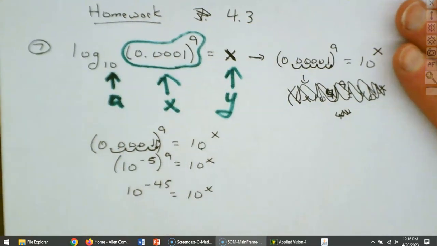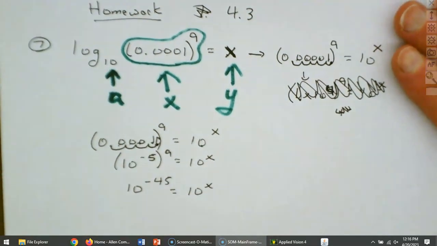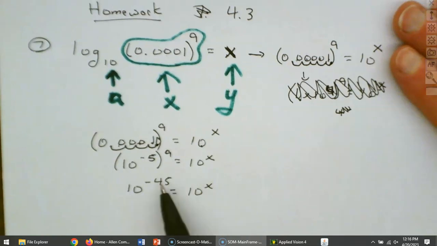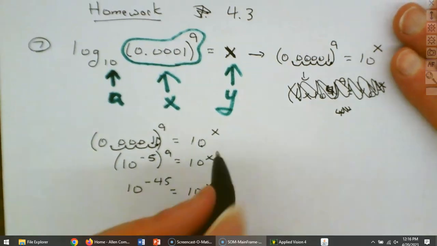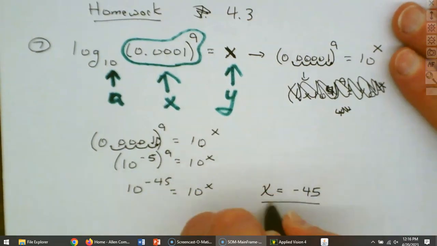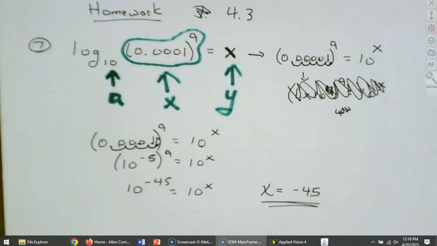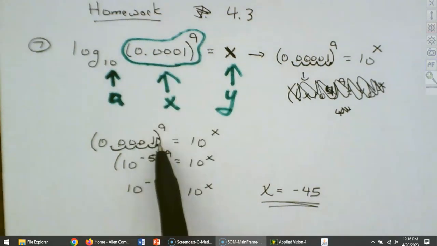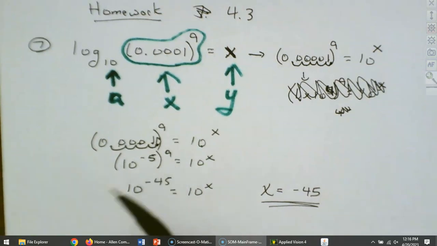And what do we now know? Are our bases the same? Yes. So if our bases are the same, then our exponents must also be what? The same, right? And so what does your x have to now be? X has to now be negative 45. So I had to convert this into scientific notation. Okay, and then remember what happens here. I had to multiply.